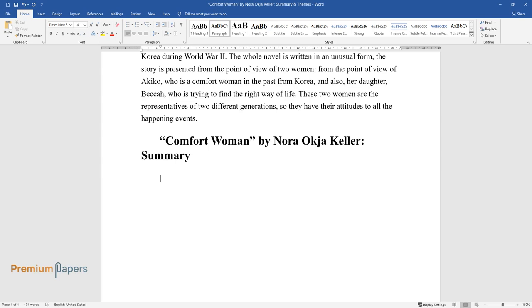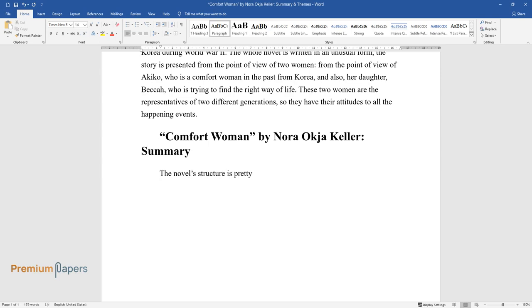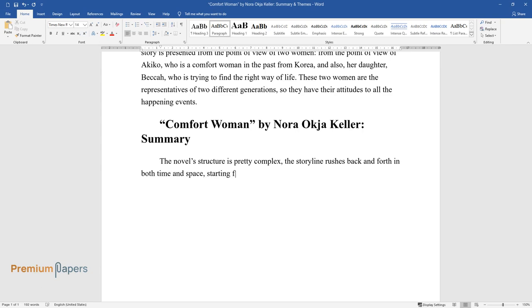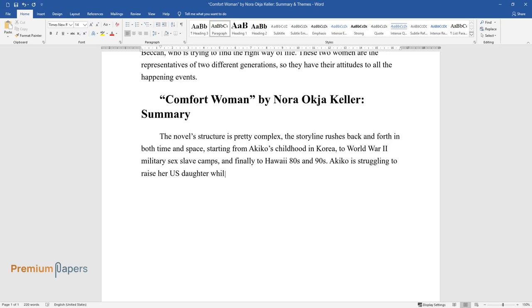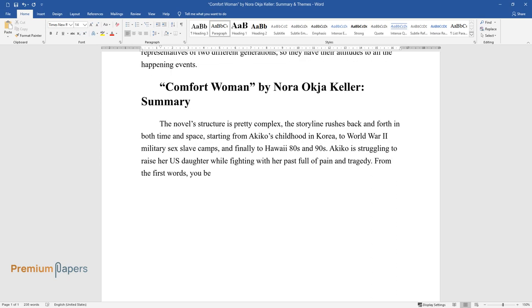Comfort Woman by Nora Okja Keller. Summary. The novel's structure is pretty complex. The storyline rushes back and forth in both time and space, starting from Akiko's childhood in Korea to World War II military sex slave camps, and finally to Hawaii in the 80s and 90s. Akiko is struggling to raise her U.S. daughter while fighting with her past full of pain and tragedy.